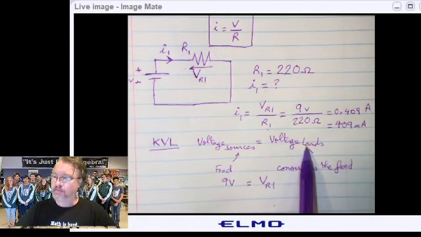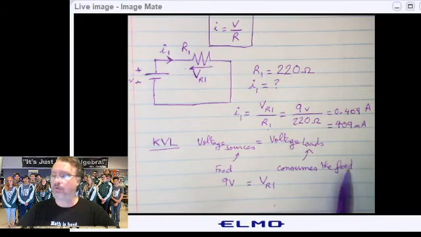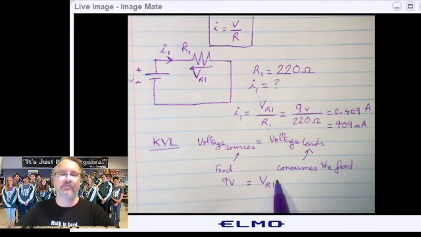Okay? So you can think of the sources as food, and the loads as what consumes the food. So all the food that is produced is consumed by, in this case, the resistance R1. So VR1 is equal to 9 volts.